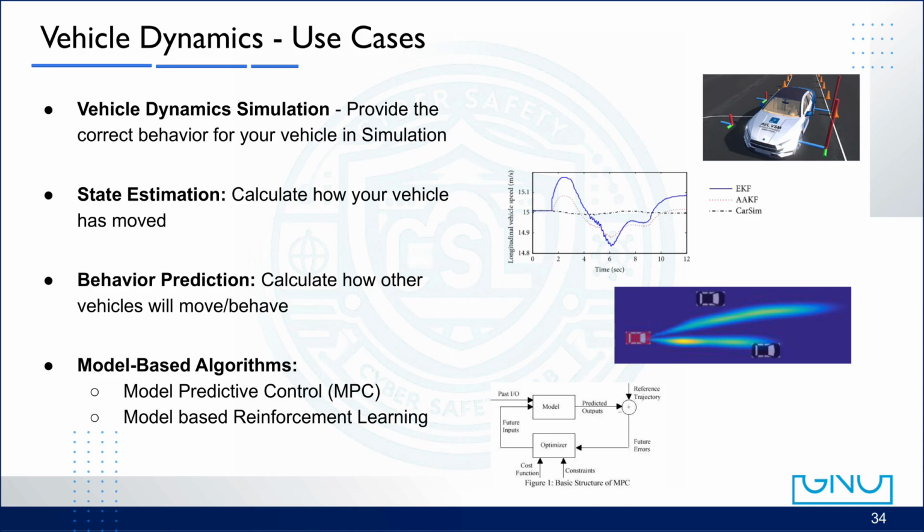These algorithms rely on accurate models to predict future vehicle motion and optimize control inputs in real time. In summary, vehicle dynamics models are not just theoretical tools. They are the foundation for simulation, state estimation, behavior prediction, and advanced control in modern intelligent vehicles.